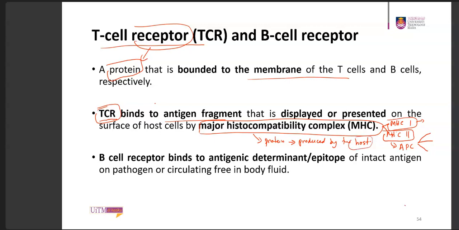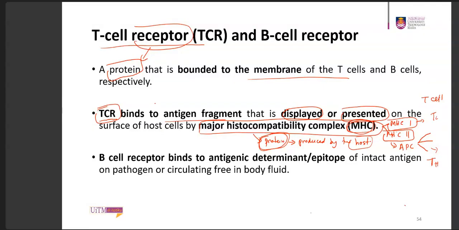So when a pathogen is inside the host cell, if the host cell is a macrophage, the macrophage will degrade the pathogen into fragments or antigen. The antigen will bind to this protein, which is the MHC, and be presented, kepada siapa? Presented or displayed to the T cell. So kalau APC dia displayed kepada helper T cell. Kalau nucleated cell, it displays to the cytotoxic T cell.